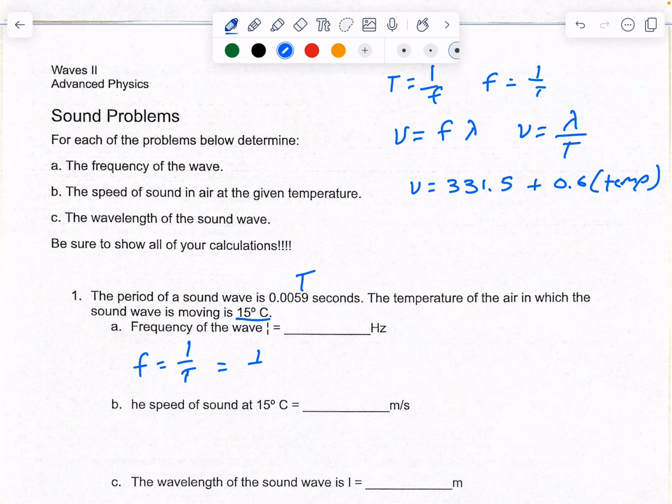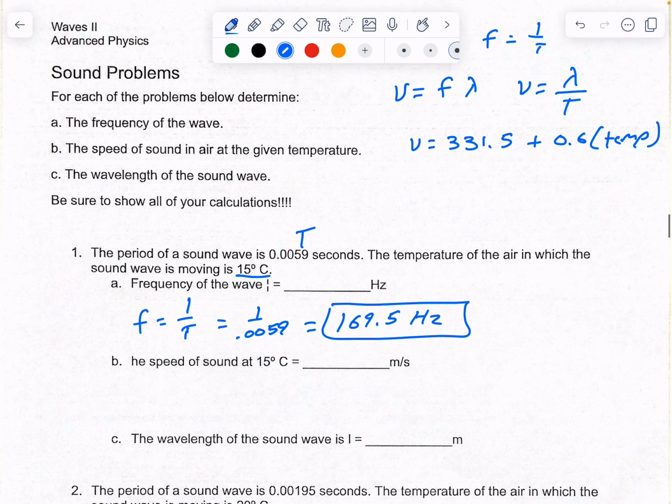So 1 divided by 0.0059. Type that into our calculator, and we should get 169.5 hertz. Now we know our frequency. What's the speed of sound at 15 degrees Celsius? V equals 331.5 plus 0.6 times 15, and that's going to give us a speed of sound of 340.5 meters per second.